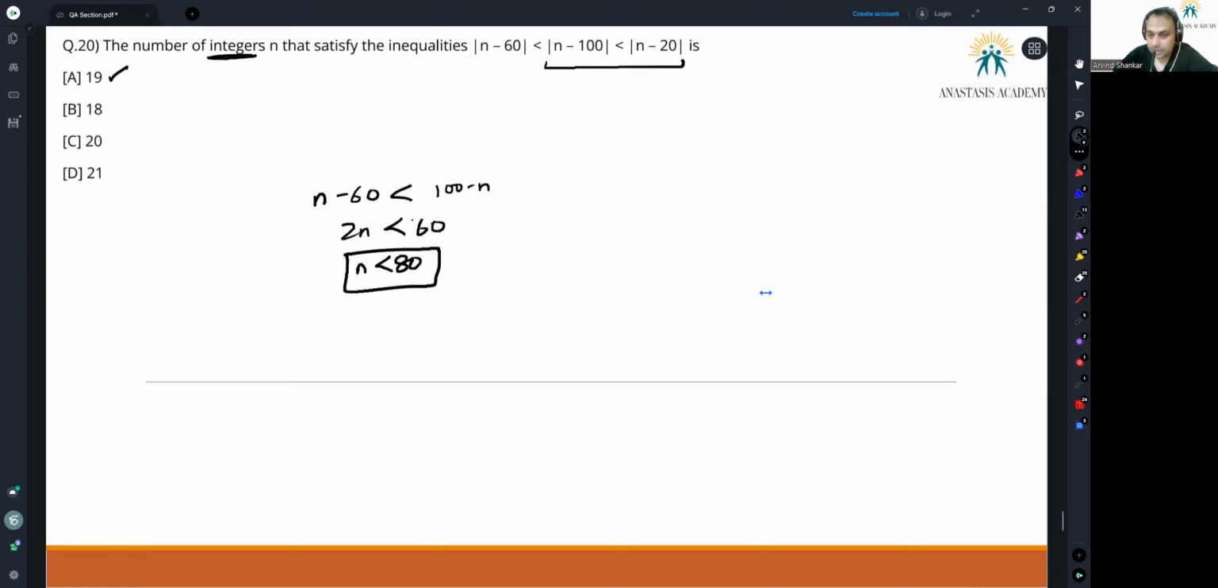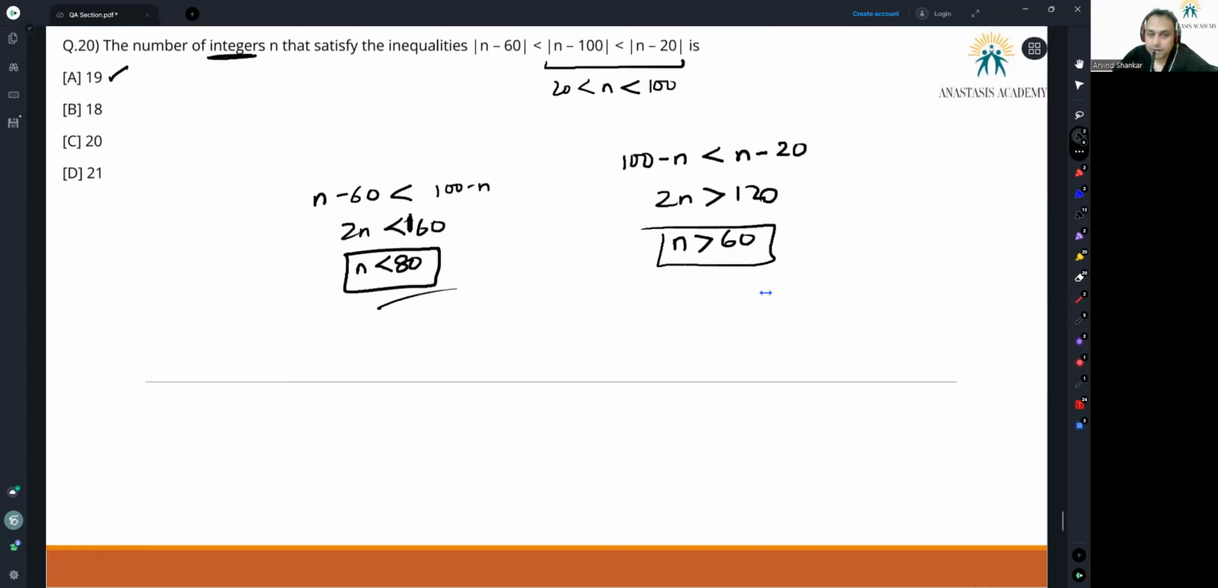Limit खोजने के लिए, from where it starts happening, I would need to take a value between 20 and 100, so that this remains positive, this turns negative. So now I'd have 100 minus n is less than n minus 160 होगा. हाँ, राइटिंग में छूट गया होगा भाई. n minus 20, this goes here, this goes here. 2n is greater than 120 and n is greater than 60.